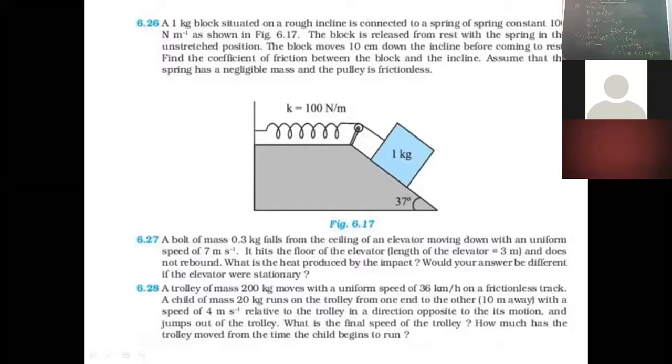So when the bolt is falling from the ceiling of the elevator, it is the same situation as a certain object falling from a certain height on the ground. So the floor of the elevator will be equivalent to normal ground in this particular case. Let us note down the mass of the bolt, the height through which it is falling, 3 meters, and g we already know. So what is the heat produced by the impact? The energy that it was having at that height of 3 meters is converted into heat energy when it falls on the ground.